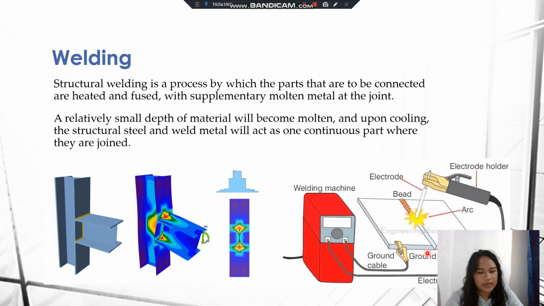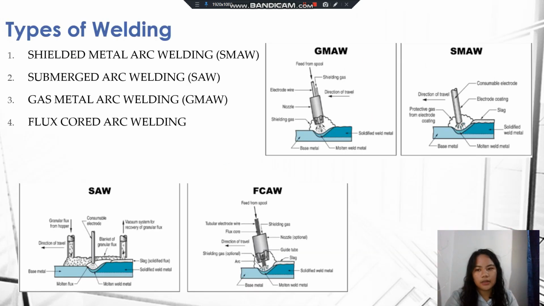In this diagram, you can see a welding machine, electrode cable, electrode holder, electrode, arc, ground cable, ground clamp, and the bead. So it is a simple diagram of arc welding, which is the general term for the many processes that use electrical energy in the form of electric arc to generate the heat needed for welding. Next, we will tackle the types of welding.